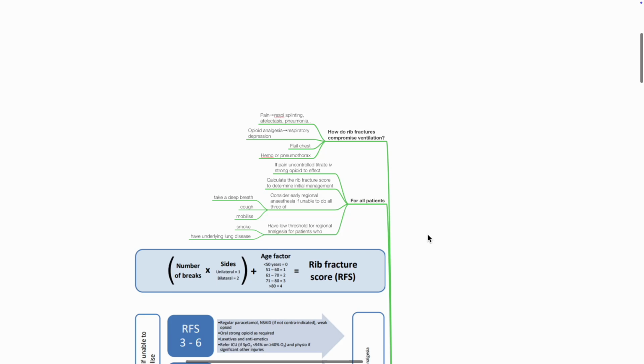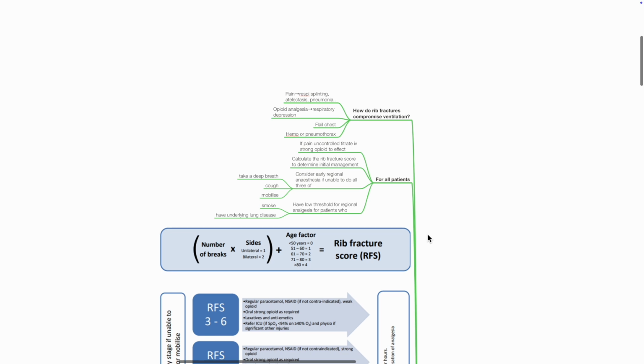For all patients, if pain is uncontrolled, titrate IV strong opioid to effect. Calculate rib fracture score to determine initial management. Consider early regional anesthesia if unable to do all three of taking a deep breath, cough and mobilize. Have low threshold for regional analgesia in patients who smoke or have underlying lung disease.